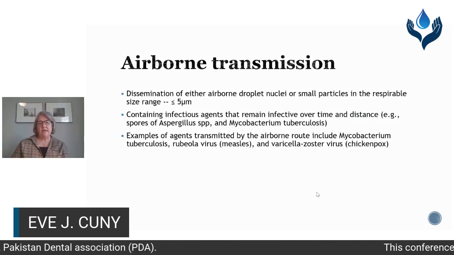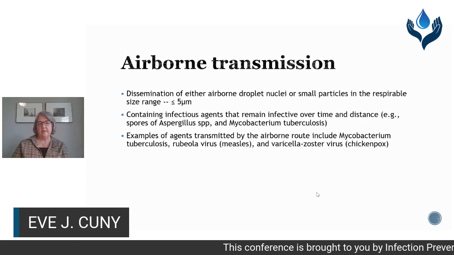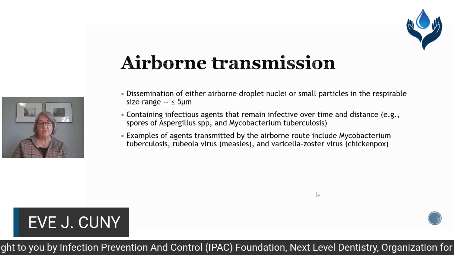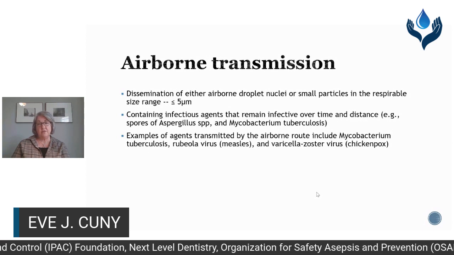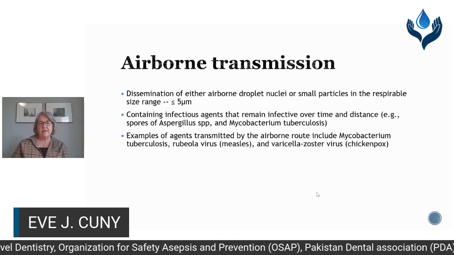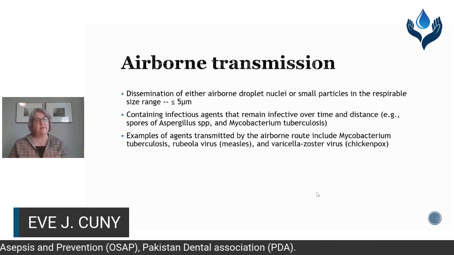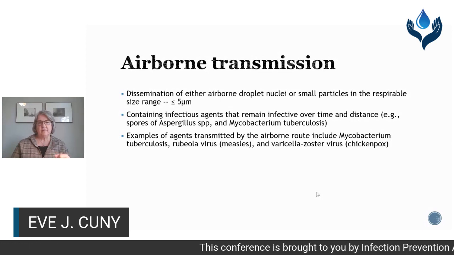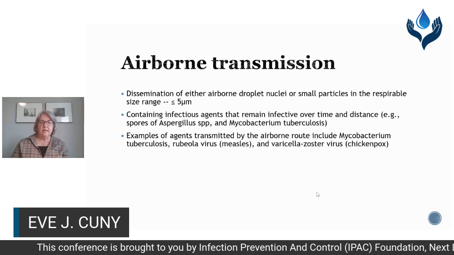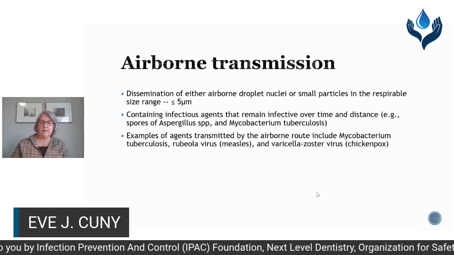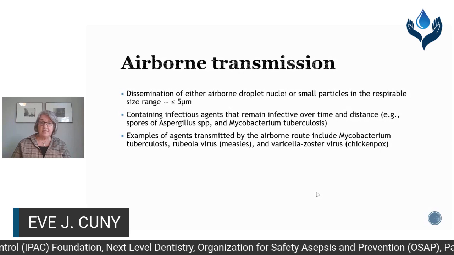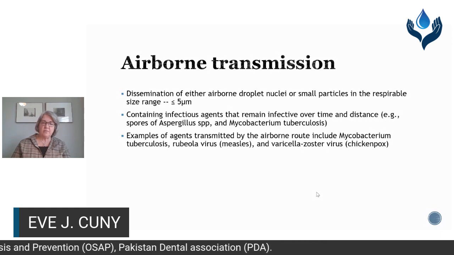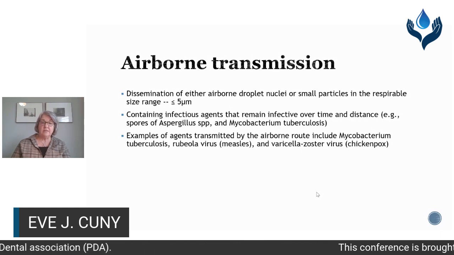So what we want to talk about now is airborne transmission, because that is a possible transmission route for COVID-19. Airborne transmission occurs when either airborne droplet nuclei or other small particles that are in the less than 5 micron range, which is considered the respirable range, that's the range of size that's small enough to enter into a person's upper and lower respiratory tract, contain infectious agents that remain infective over time and distance, such as spores of Aspergillus and also Mycobacterium tuberculosis.